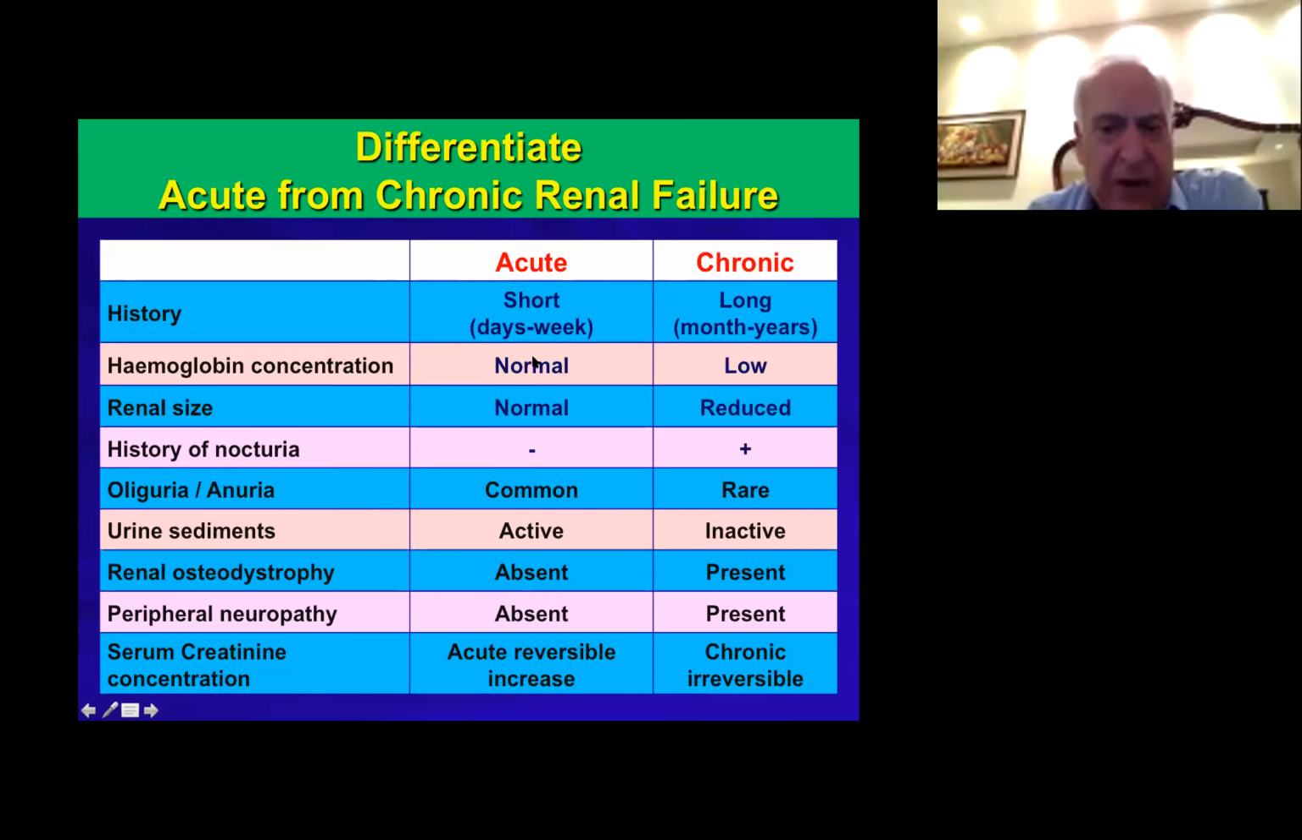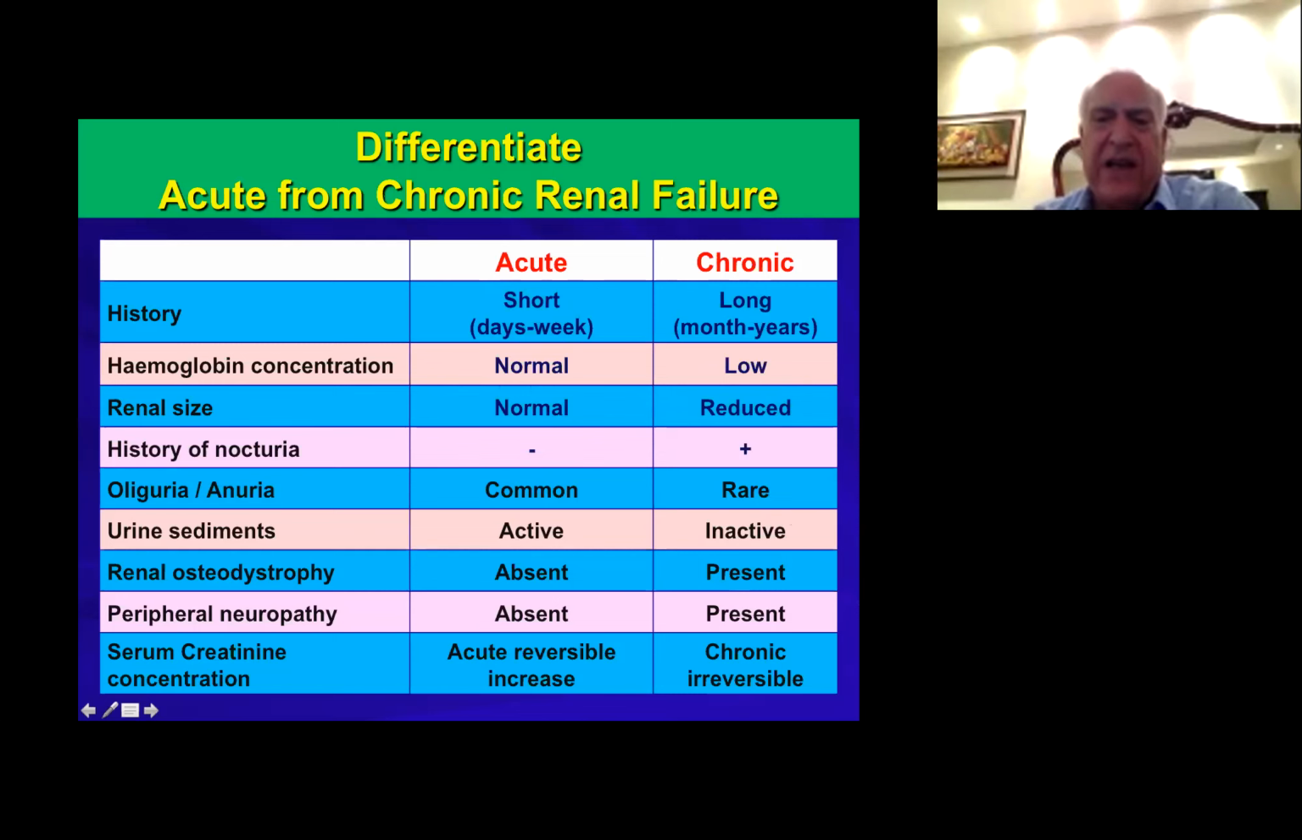But you have to remember there are exceptions. You may see an anemic patient with acute kidney injury: hemolysis, microangiopathy, and bleeding. You may see normal size kidneys, but in chronic kidney disease the size of the kidney is small. But polycystic kidney, obstructive uropathy, and infiltrative disease have large kidneys. For anything we have, there is an exception. But overall, this is how you tell the difference between acute and chronic. It's a must to determine this.